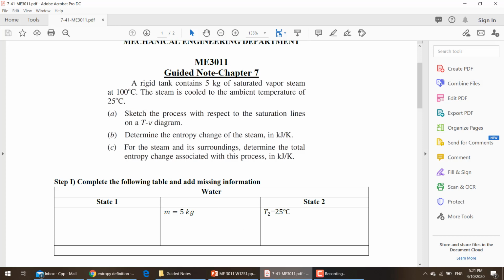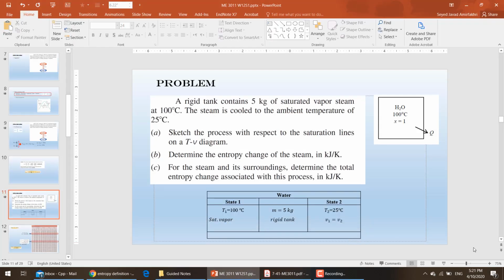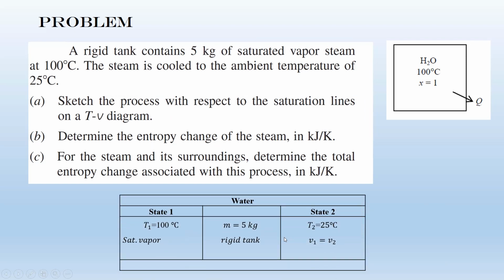Okay, guys. So let's go here. I already prepared this table. Look, guys, we know that this is a saturated vapor. M is 5 kilograms. This is the rigid tank. Also, this is a closed system. This is very important. I forgot to add it here. So this is closed system. And then the state 2 temperature is 25 degrees centigrade. And then this is a rigid tank, closed system, meaning that the volume is constant and then nu is constant. So nu 1 equals nu 2. This is all available information.